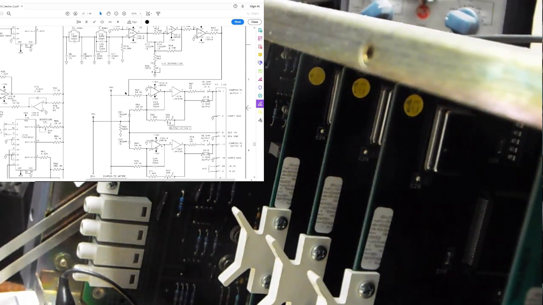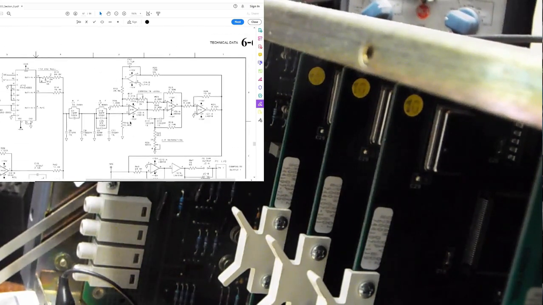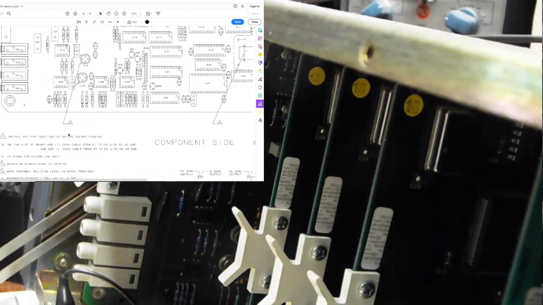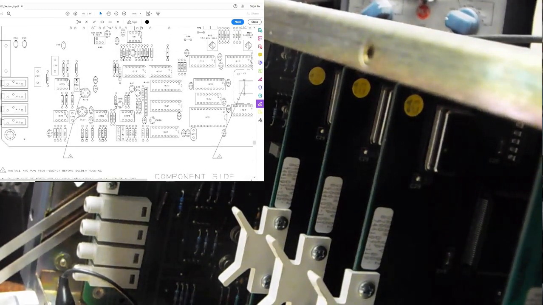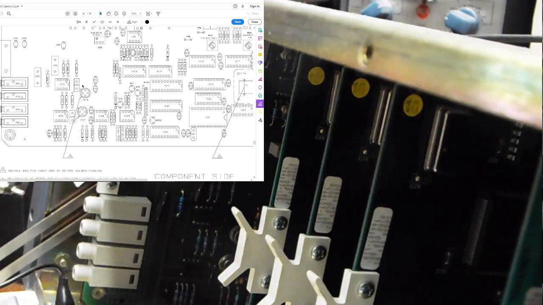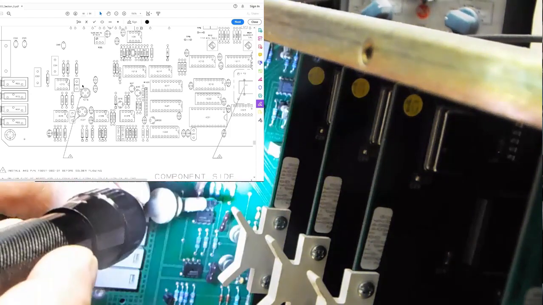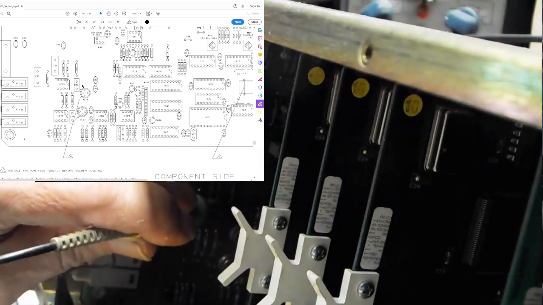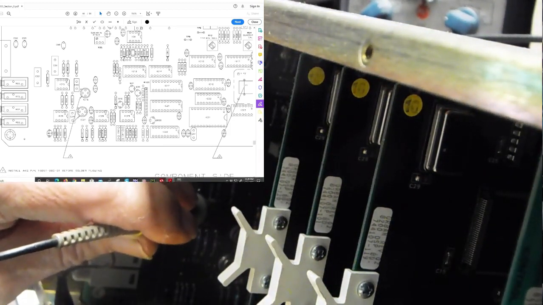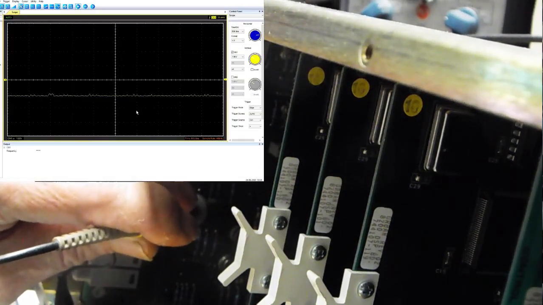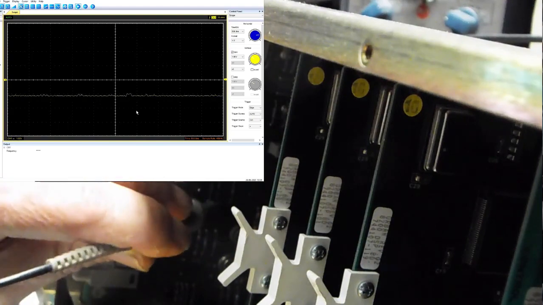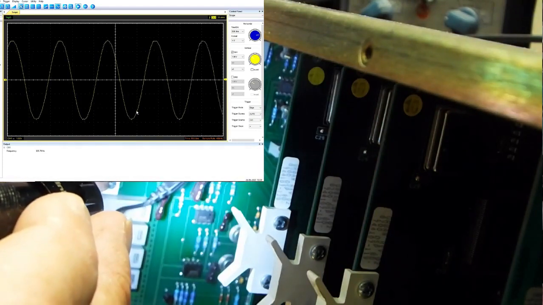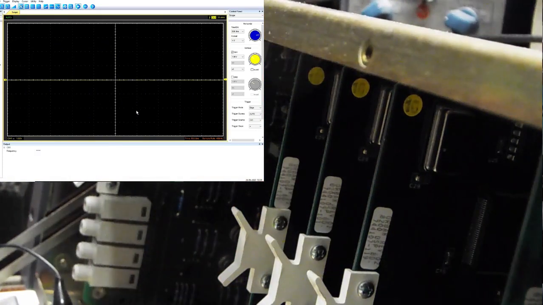Let's see if we can find R63. R63 is right above that cap. Okay, so let's see what we got there. Nothing on that side, and a whole lot on that side. Wow, okay. Let's take some voltage measurements.